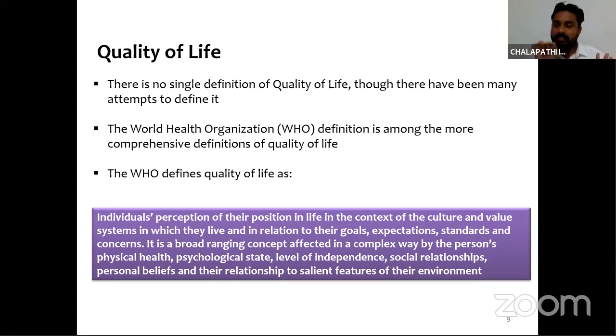It is an individual's perception of their own life in terms of all aspects of life, how life has to be. That is what is called quality of life. If you look into the WHO definition, it's a very big one: individuals' perception of their position in life in the context of the cultural value system in which they live, in relation to their goals and expectations. So it covers all aspects of your life. That is quality of life.